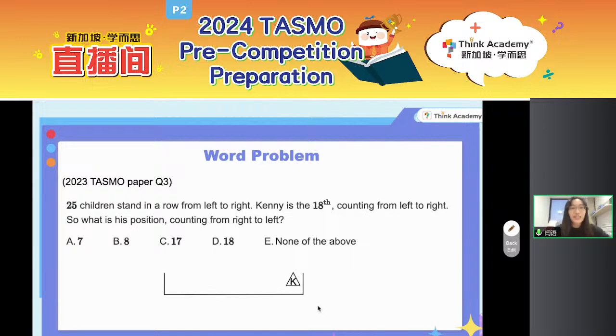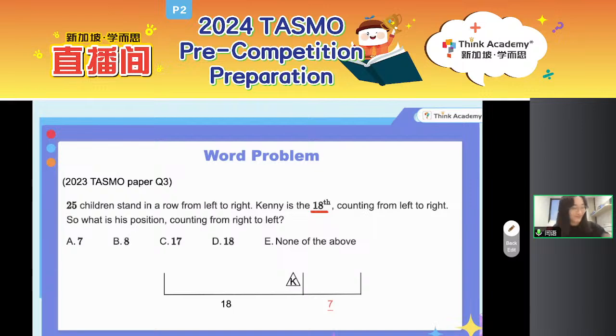Okay, and then we know that Kenny is the 18th, counting from left to right. Pay attention, 18, that is an ordinal number, right? So here, when you count 18, you need to include Kenny as well. Okay, so now, can you tell me how many people are there on the right side of Kenny? We know that altogether there are 25 children, right? And then we already figured out the 18 children. How many children are there to the right of Kenny? Correct. That is 7.